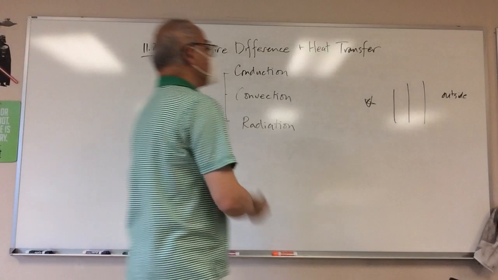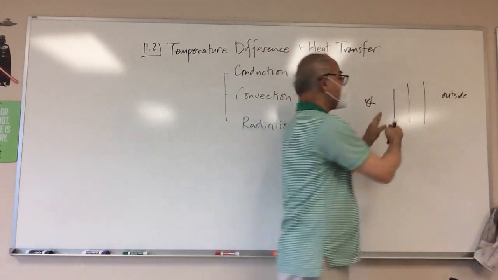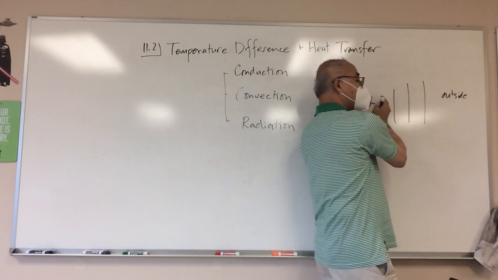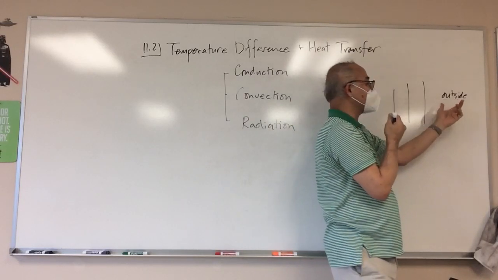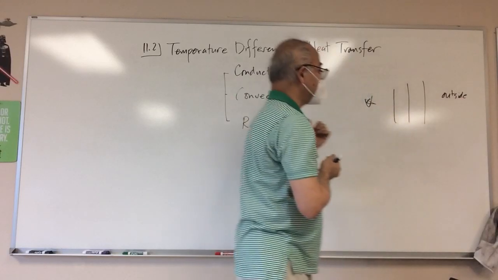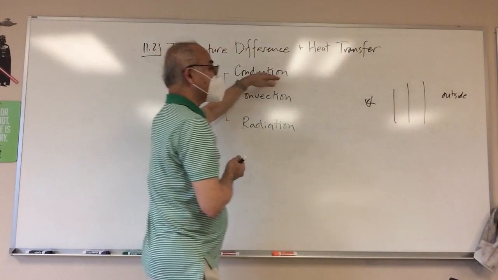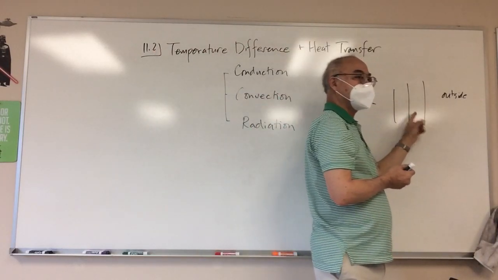So double pane means what? That much more insulation, right? So it makes it harder for the heat to escape outside, or for that matter, for the cold to come inside. So that's conduction, when you're transferring heat through a solid.